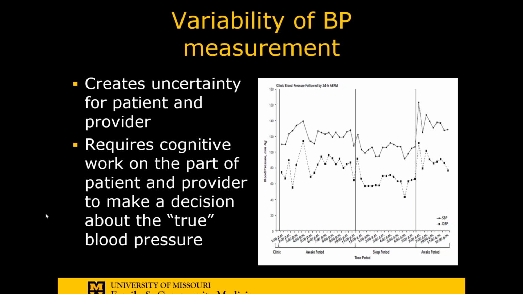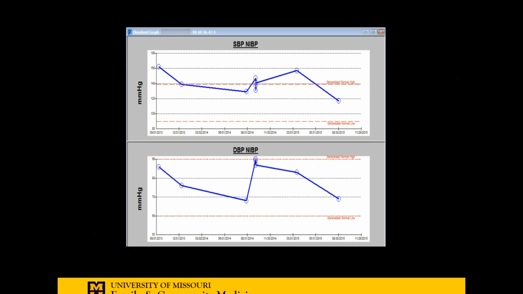Well, this is a graph of a 24-hour monitoring of a patient with hypertension. And you can see that here's 140. Most of their readings, except when they get up in the morning, are below 140. But the systolic goes as low as 100 here overnight. But it's as high as 160 in the morning. What is their blood pressure? And this really requires a lot of cognitive work on the part of the patient and the doctor to make a decision about the true blood pressure.